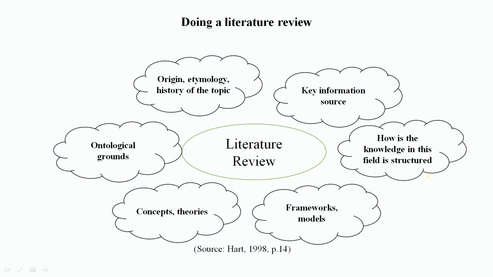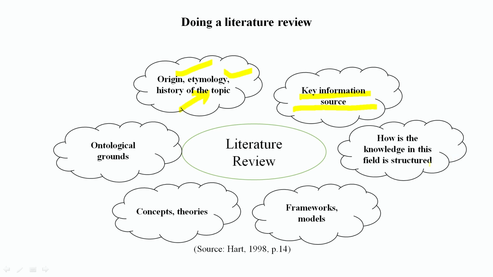Now, I have mentioned here the process of doing a literature review. Let us go one by one. First, let us start with the topic origin, the etymology or the words which are commonly used in the area of your work. And the second part is the key information sources that you are searching. So, we know Shodh Ganga or different journals and libraries are the sources of this information.